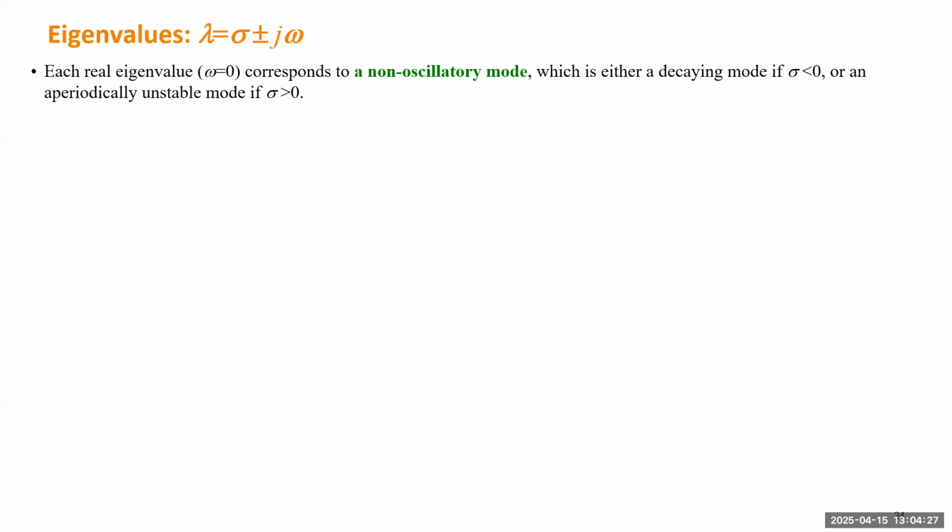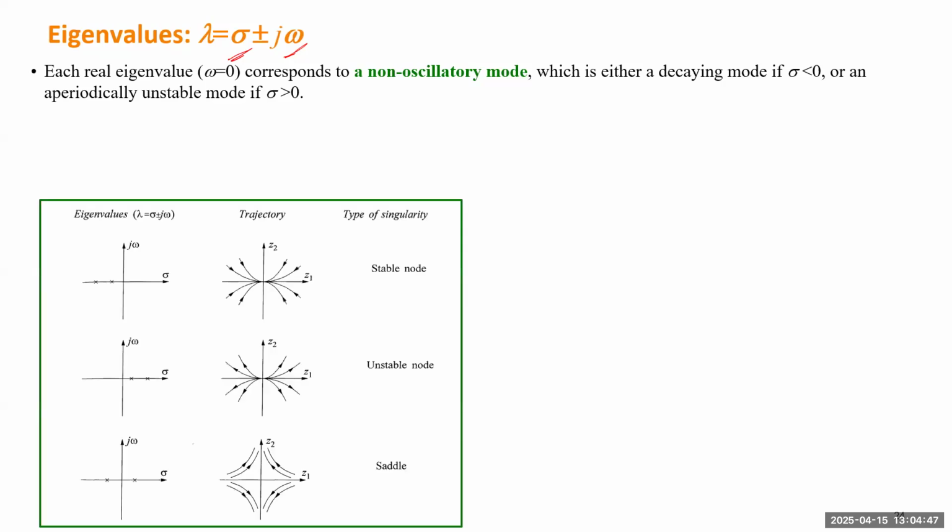Same direction means, because here we assume that the real part is non-zero but the imaginary part is zero, the real part, either positive or negative, would tell us whether the mode is a decaying mode or a growing amplitude mode, based on the sign of sigma.